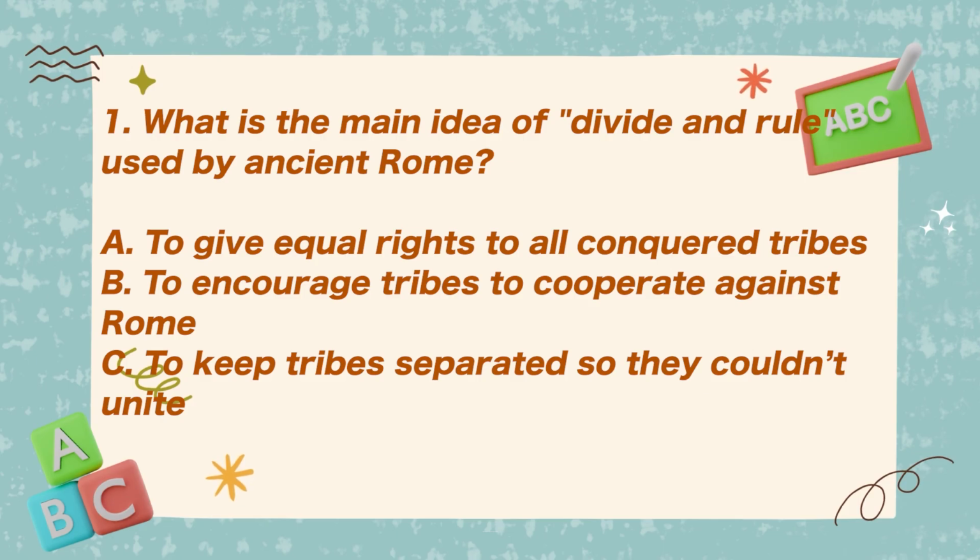1. What is the main idea of divide and rule used by ancient Rome? A. To give equal rights to all conquered tribes. B. To encourage tribes to cooperate against Rome. C. To keep tribes separated so they couldn't unite. Correct answer: C.